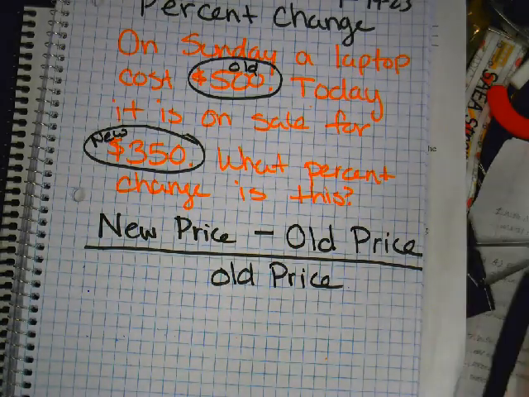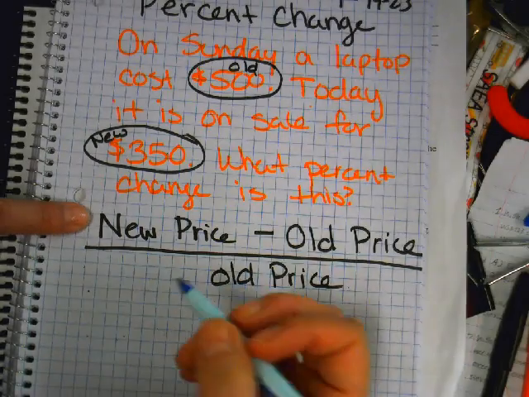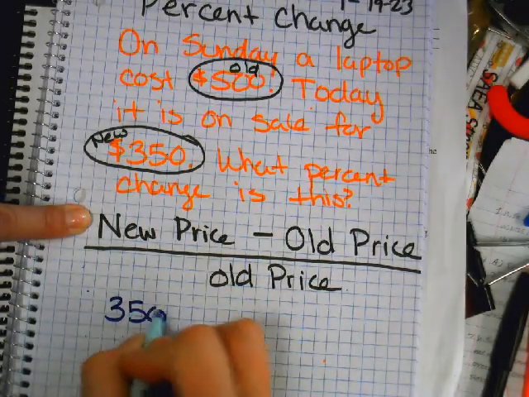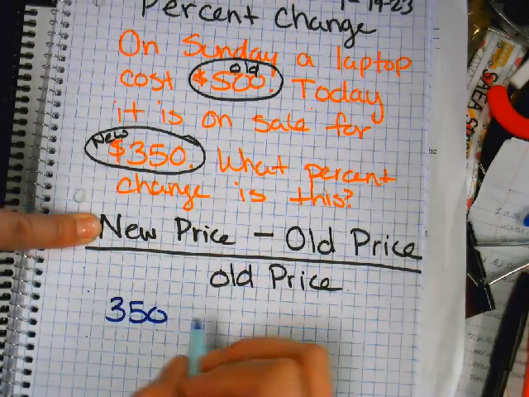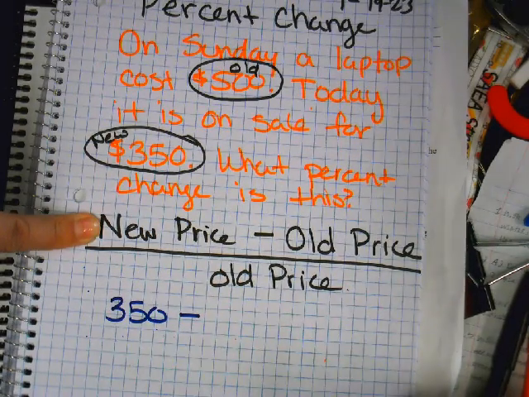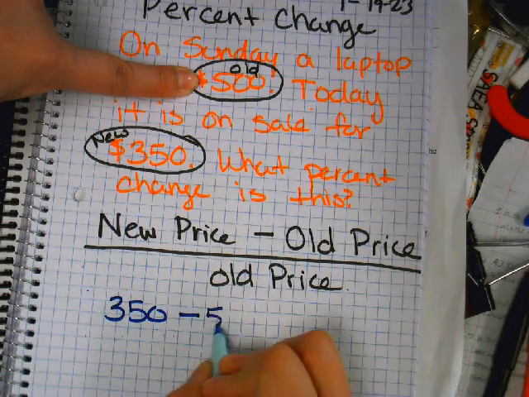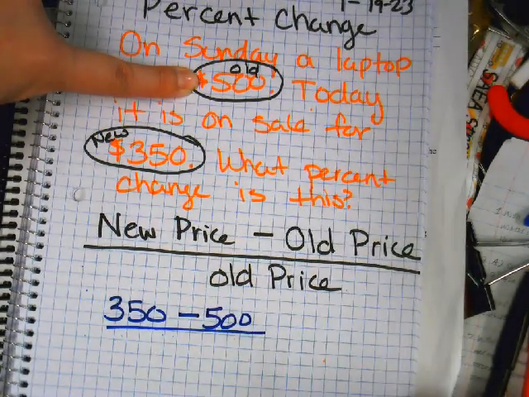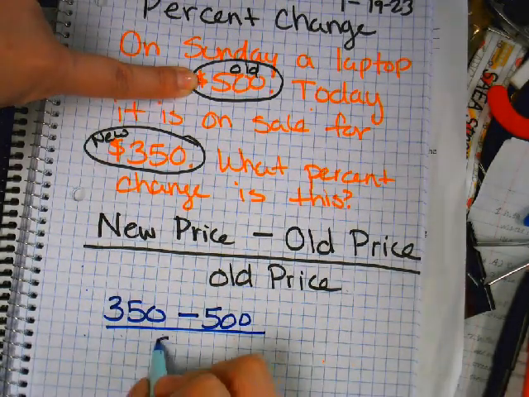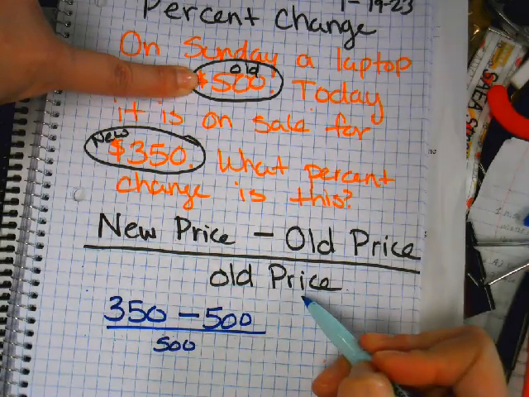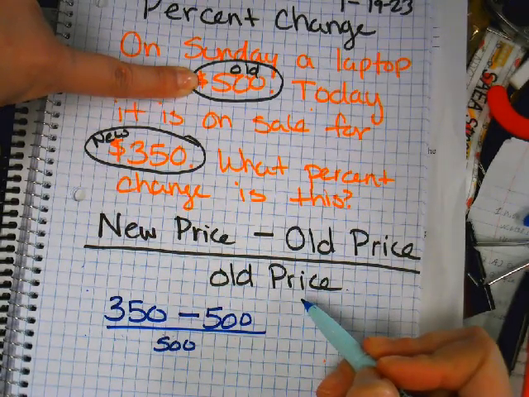What's my new price? $350. So I'm going to write $350 for my new price minus, what's my old price? $500, divided by what number? 500. Why 500? Because I'm looking for my old price. So we're going to use these two numbers twice.